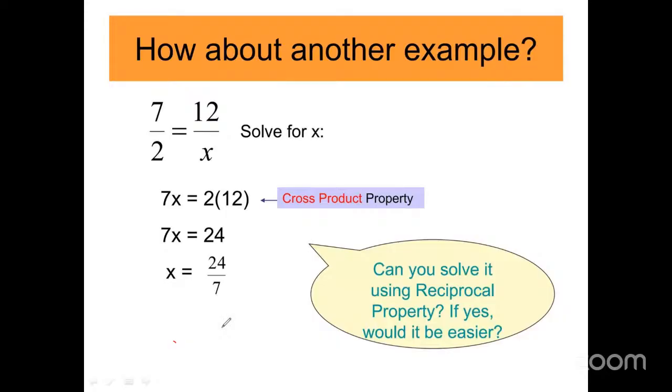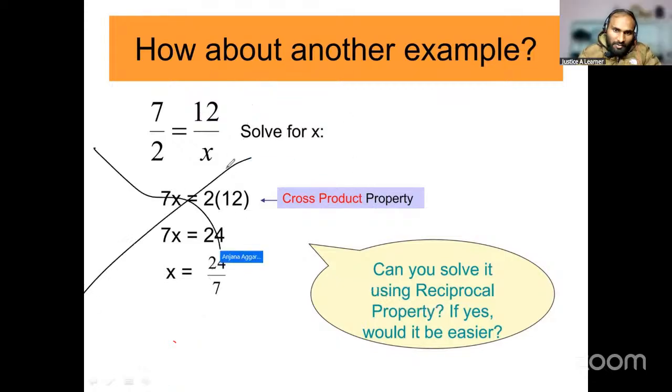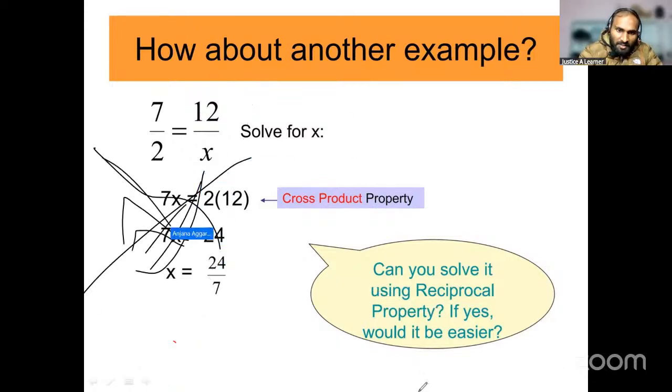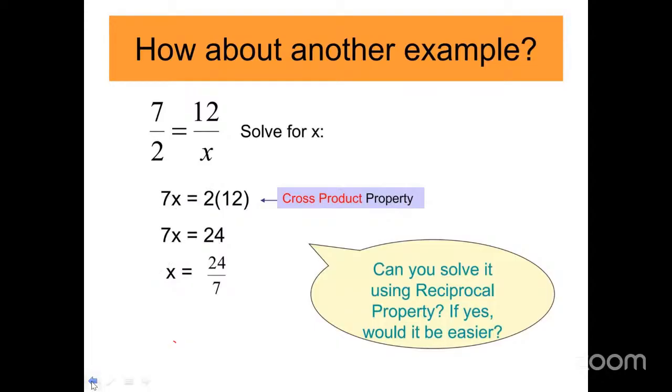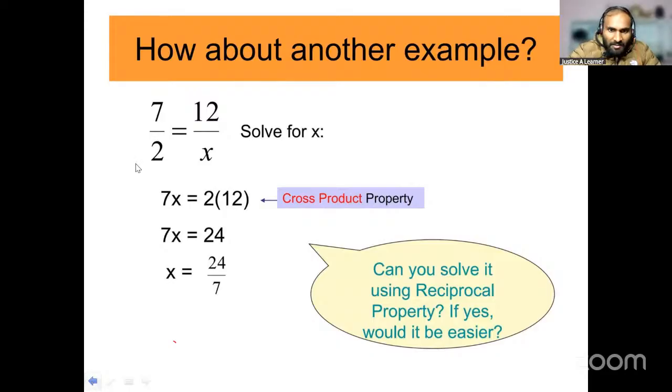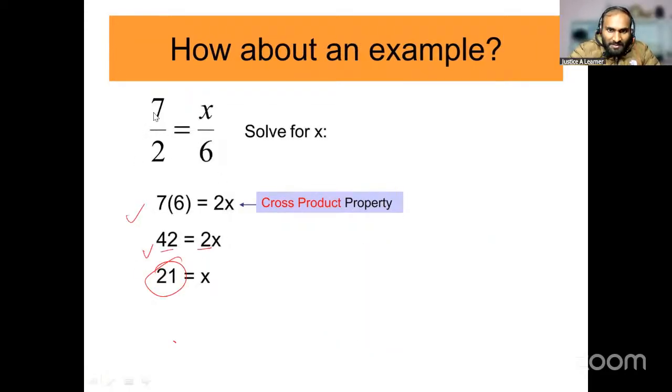I don't know. It's like 7x. Cross multiplication method. So we have used the same method which we used in the last example, the cross multiplication method. So it was 7 into 6. 7 multiplied by 6 is 42. And 2 multiplied with x is 2x, right?